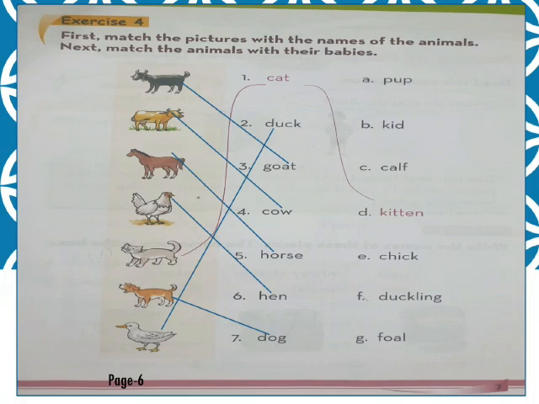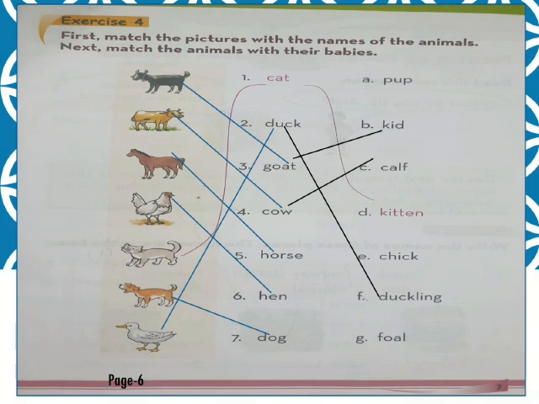The next part is we have to match these animals with their babies. Here you will learn the names of the animal babies. Do you know the baby of a cat is called a kitten? So here it is matched. The second is baby of a duck. It is called duckling. Here at F, match it. The third is goat, and the baby of a goat is called kid. The fourth one, cow. The baby of cow is called calf.